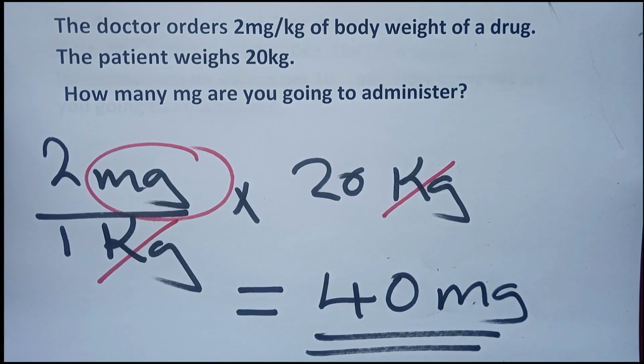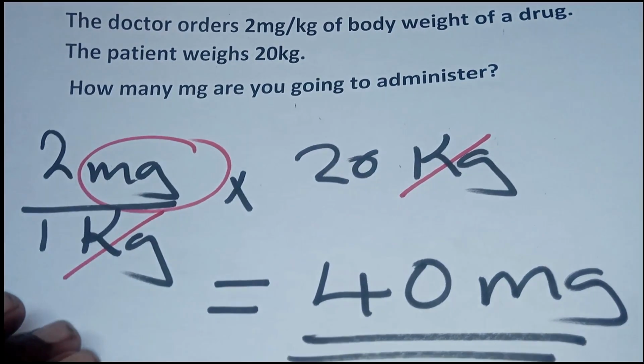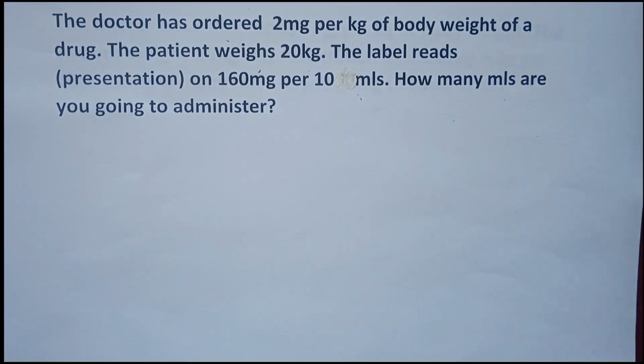Very easy and straightforward. The second example we are going to look at is this one. The doctor orders 2 milligrams per kg of body weight of a drug. The patient weighs 20 kg. The label reads 160 milligrams per 10 mils. How many mils are you going to administer? So even this one is simple and straightforward.